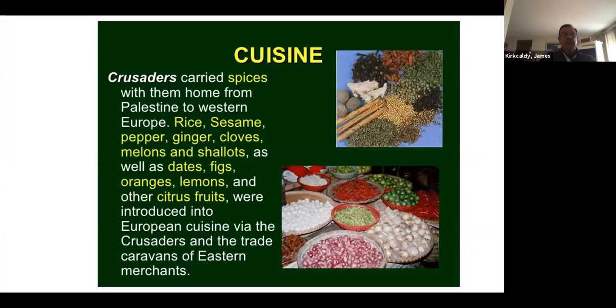Cuisine. I know a lot of you like to eat. Think of the foods that the Arabs passed on to us and the names: rice, sesame, pepper, ginger, cloves, melons, shallots. You can read this on and on. Europe didn't have any of these things. Can you imagine when they first tasted some of these things and they wanted them? How did they get them? It had to be through trade.